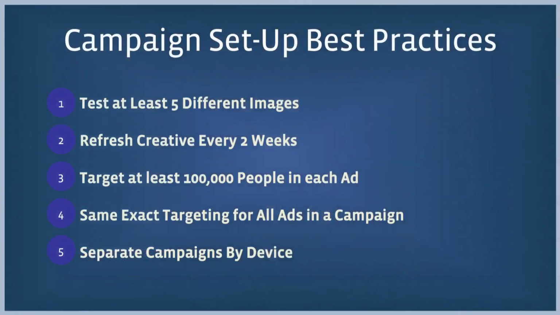So definitely make sure you're targeting at least 500,000 people. Fourth, make sure that you have the exact same targeting for all ads in a campaign. The reason being is that if you put multiple ads in one campaign, our system actually auto-optimizes within that campaign to push distribution to the most effective ad.